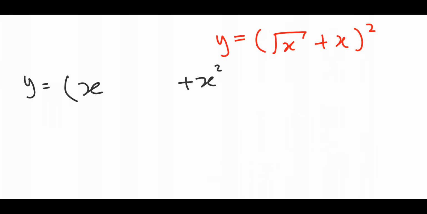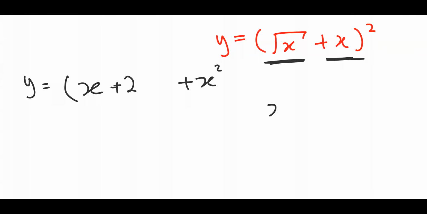Now, I need to multiply square root x with x and then double it. I need to find a product and then double that product. So I will have 2, because 2 stands for the doubling of the product. And so what is x times square root x?